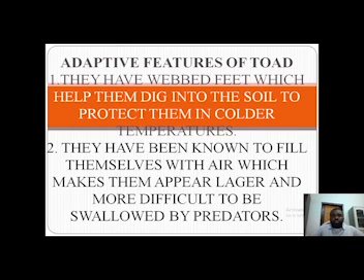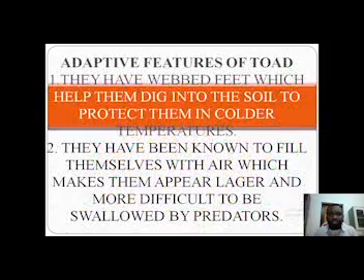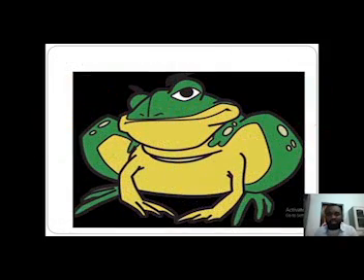It now becomes bigger, so the predator finds it difficult to swallow it. So that is the adaptive feature a toad has. Now look at it. Can you see the webbed feet I was talking about? Look at the webbed feet.